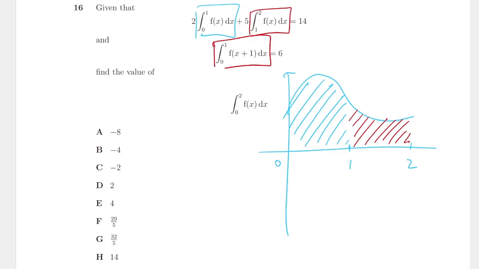Okay, so the red guy is 6. That's what the second equation tells us, right? So the red guy is 6, perfect. So if the red guy is 6, well, what's the blue guy then? So 5 times 6 is 30, right? 14 minus 30, that's negative 16. Negative 16 divided by 2, that's negative 8. So this is negative 8.